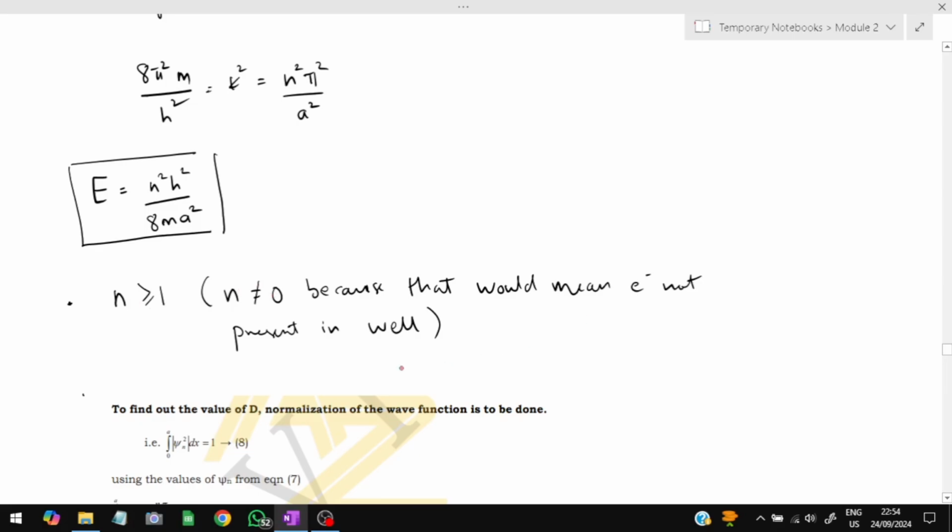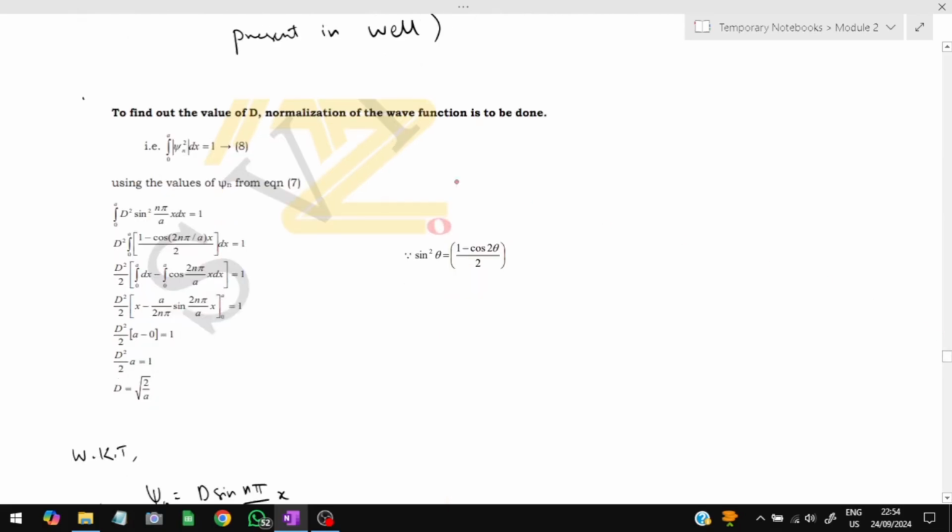Now we have to find the value of D. This is another equation. To find the value of D, what we are going to do is consider this equation: the integral from 0 to a of W square, the probability density, dx is equal to 1. This is the equation we had got previously.